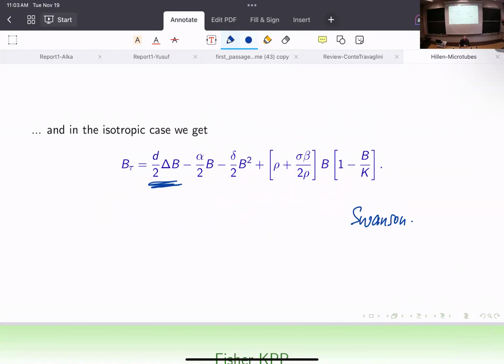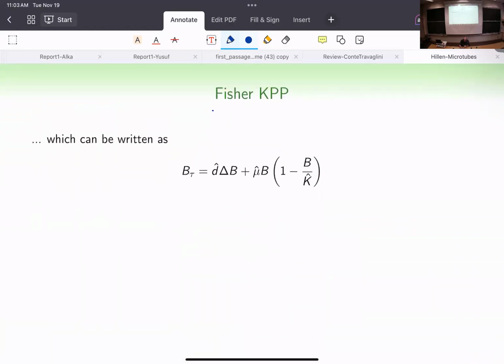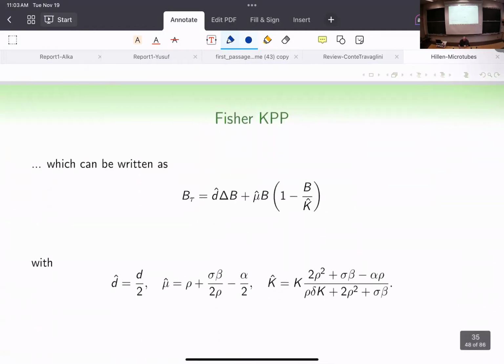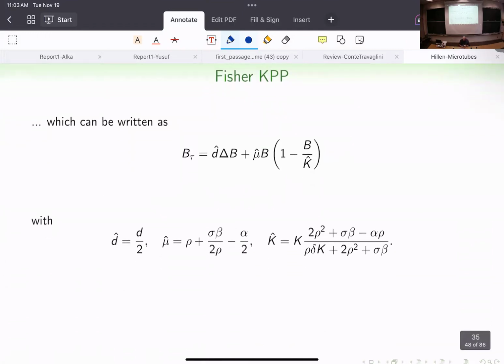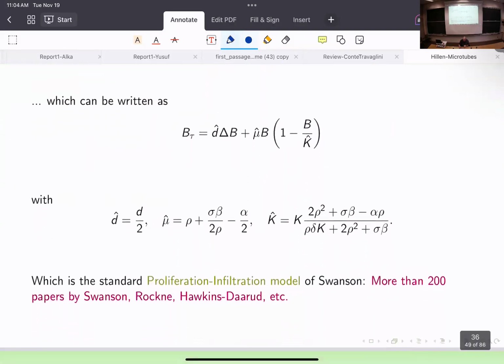And that's essentially the Swanson model. Now, this Swanson model you can simplify. You can call the coefficients d hat, mu hat and k hat, and it becomes the Fisher KPP equation, which is also very well known. And the d hat, mu hat and k hat we can identify as here, giving the original parameters. This is nice. If you know the parameters of the microtube dynamics, like we did from the Oswald paper, we can actually estimate the carrying capacity, the growth rate mu hat, and the diffusion coefficient d hat. That's wonderful. And that's a model used by Swanson and her group quite a lot.